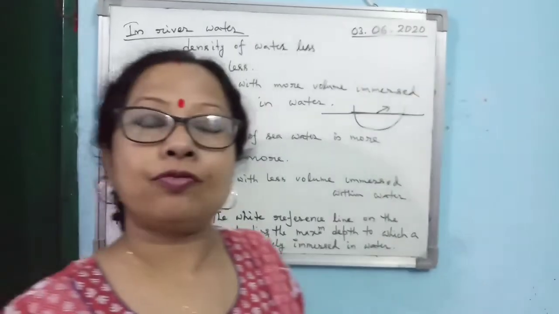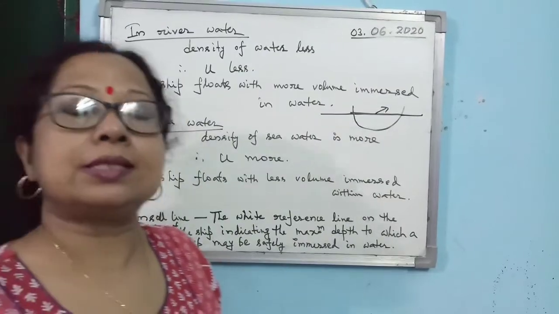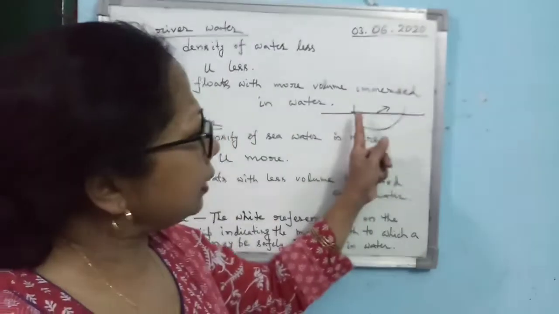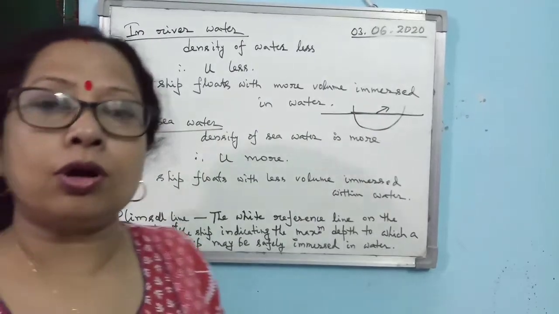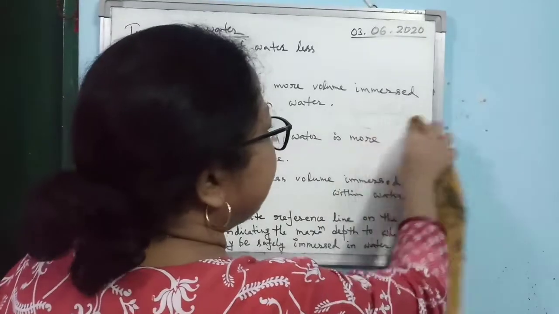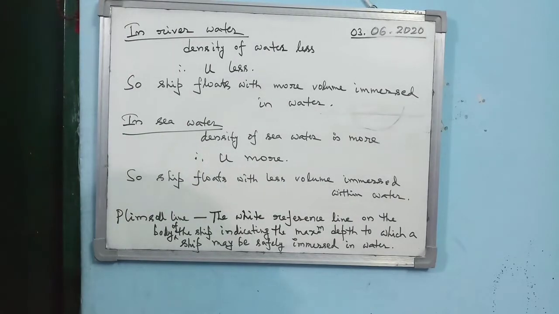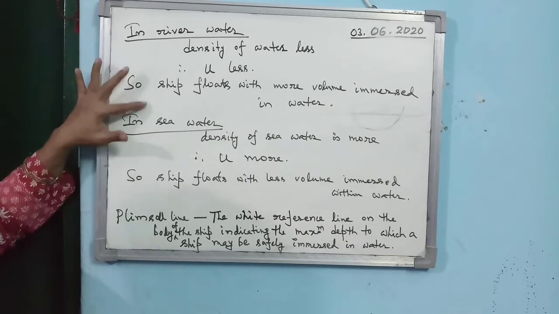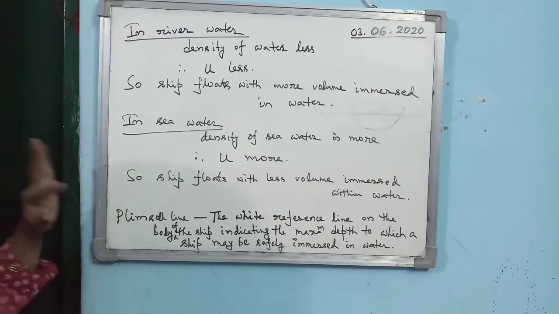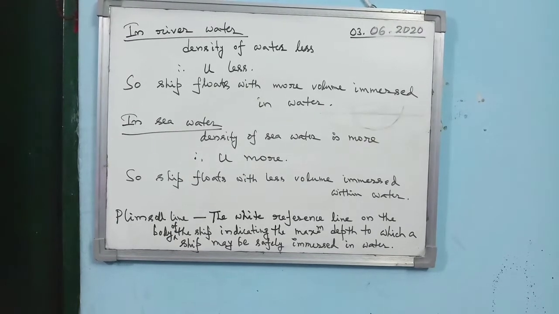When the ship travels from one sea to another, from sea to river, anywhere it goes, it will never sink. So this white reference line drawn on the body of the ship, which indicates the maximum depth to which the ship can be immersed within water, is known as the Plimsoll line. Whatever I have discussed elaborately, I have written here point wise. You too write it down point wise in your copy. So these are all the important points related to the floating of an iron ship.